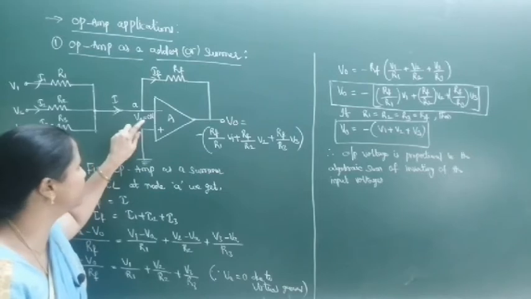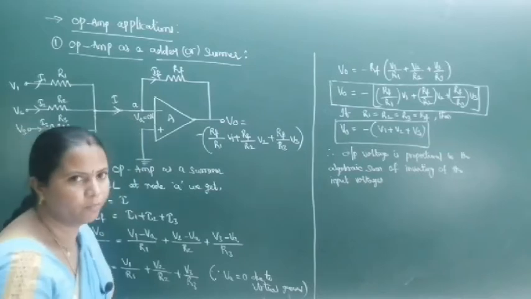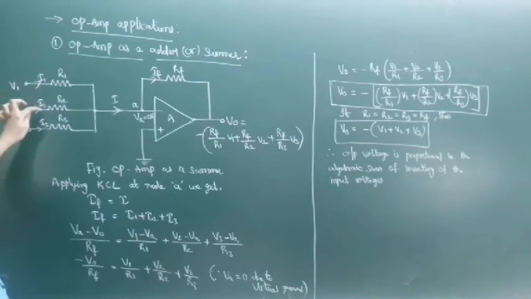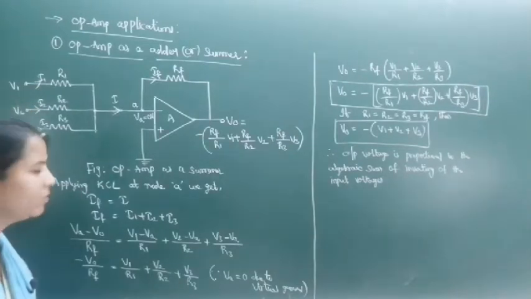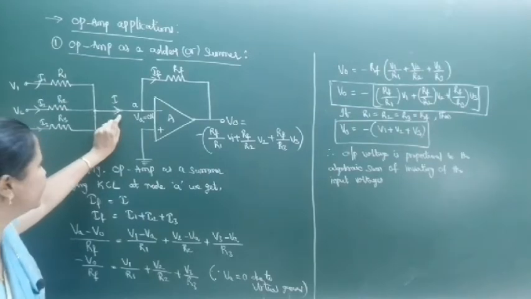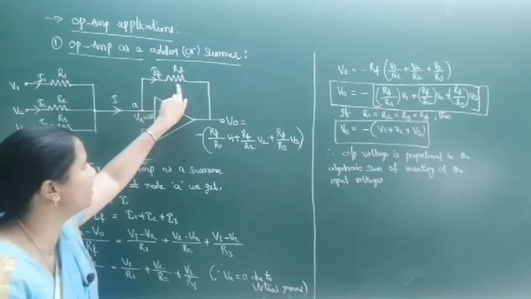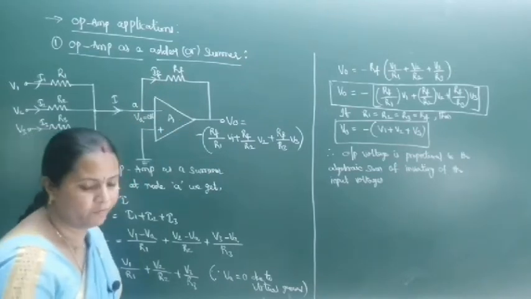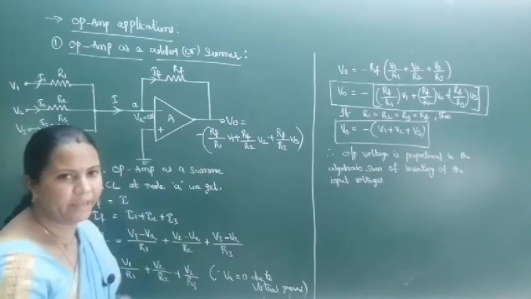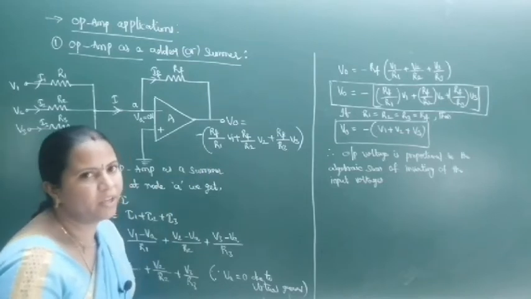So VA equal to 0. Automatically, the voltage at node A is VA equal to 0. The currents I1, I2, I3 add up to the summing current I, and this current is equal to the feedback current flowing through the feedback resistor RF. From this we have to calculate the output voltage. Here the output voltage is equal to the negative of the algebraic sum of the input voltages.